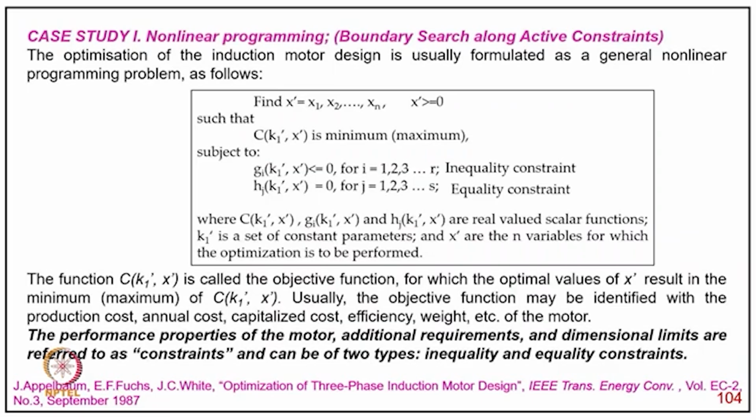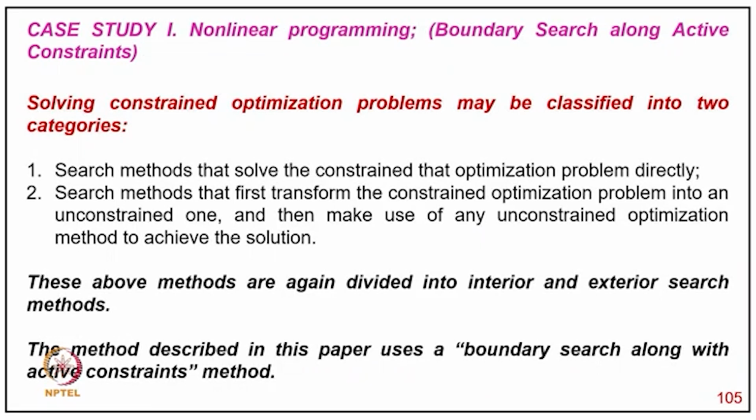Usually the objective function may be identified with the production cost, annual cost, capitalized cost, efficiency, weight or volume of the motor, and performance. Additional requirements and dimensioning limits of the motor are referred to as constraints and can be of two types, inequality or equality constraints. Now, case history 1, this is nonlinear programming boundary search.